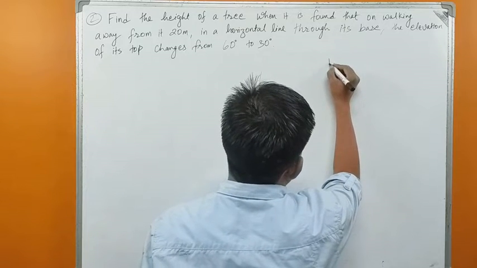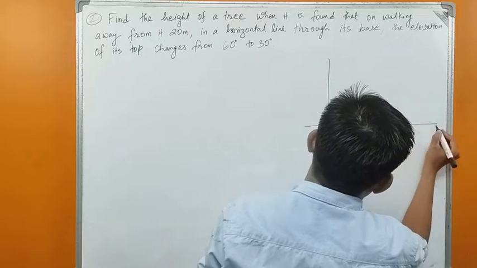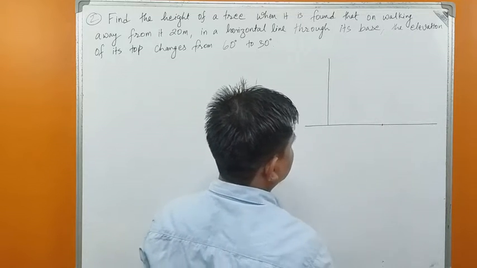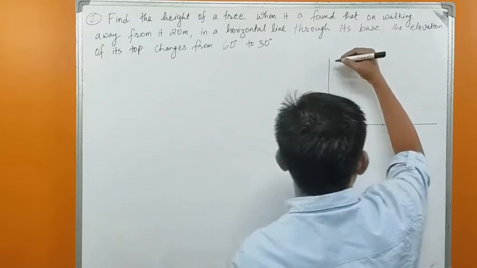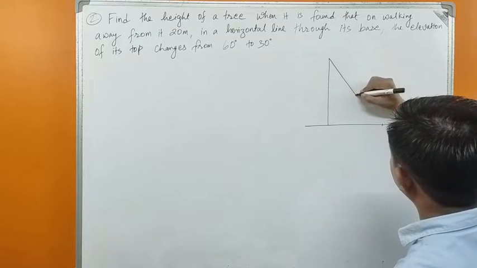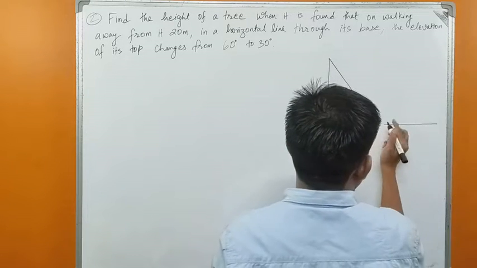So let us assume this is a tree and this is a horizontal ground, okay? Suppose the point is this. When observed from this point, the angle of elevation of the top of the tree was 60 degrees. I'm just assuming this, okay?